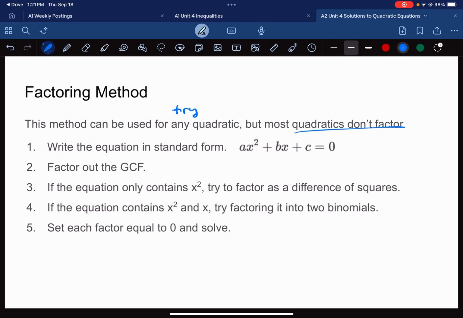So write the equation in the standard form first. So you're going to have x squared, then the x and the constant, all on one side of the equation, and we want to set it equal to 0. If there's a GCF in those 3 terms, we want to factor that out first.